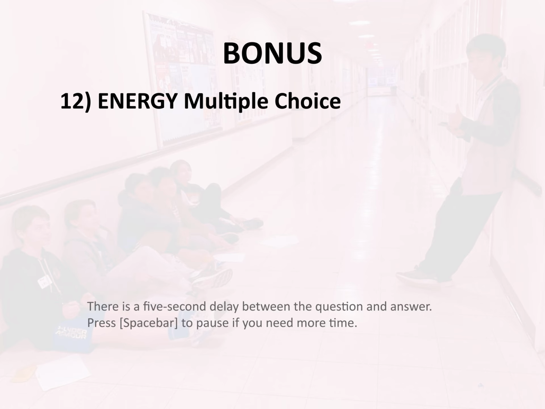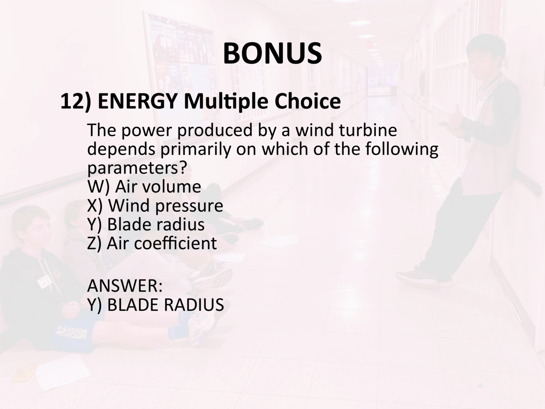Bonus 12. Energy. Multiple choice. The power produced by a wind turbine depends primarily on which of the following parameters? W. Air volume, X. Wind pressure. Y. Blade radius. Z. Air coefficient. Answer. Y. Blade radius.